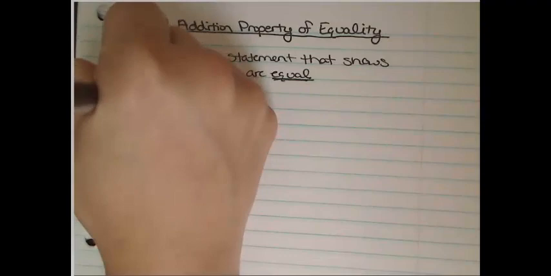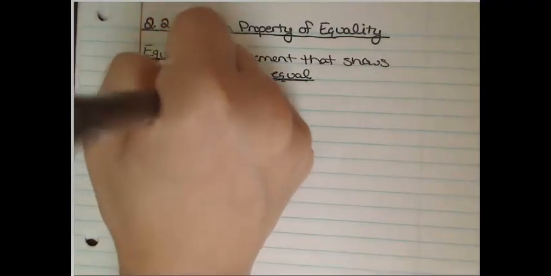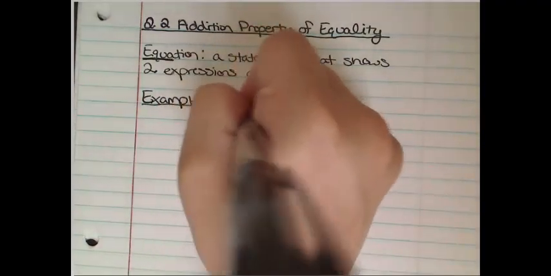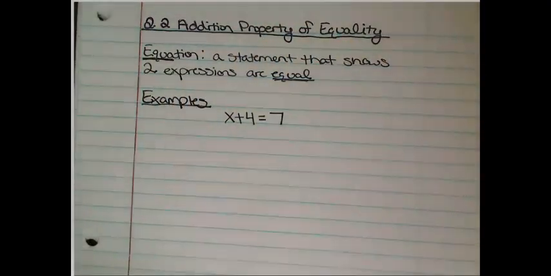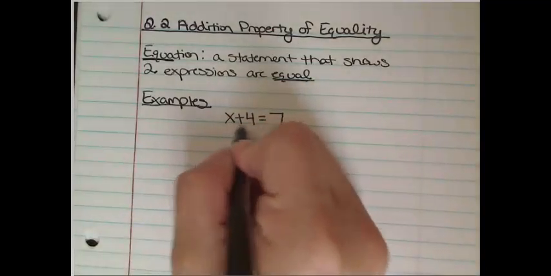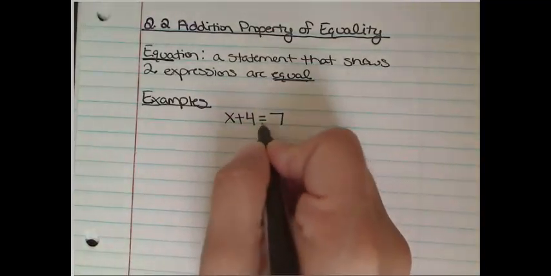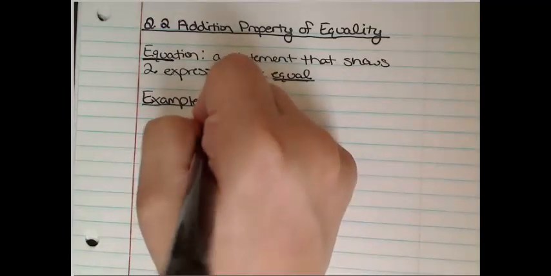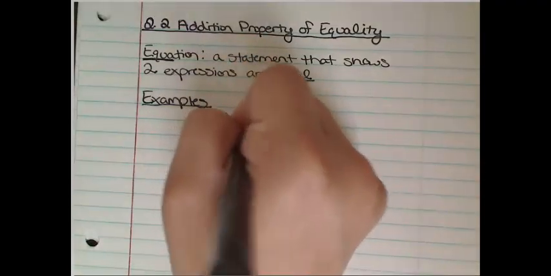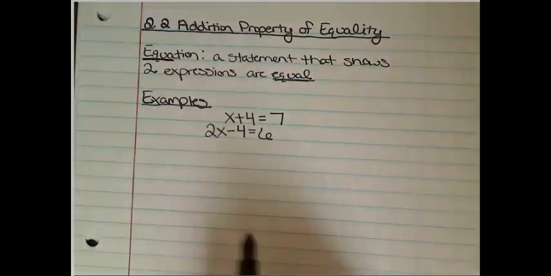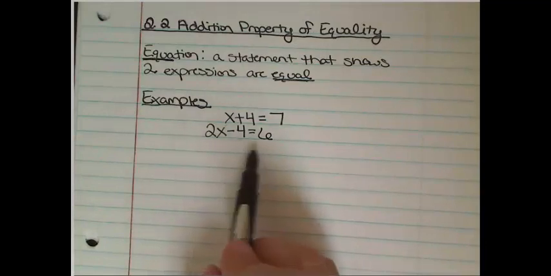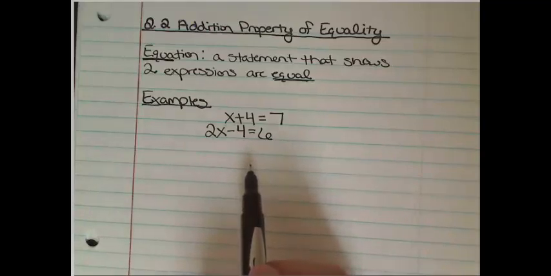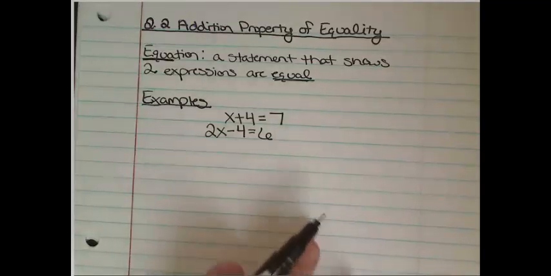So here's a couple of examples. First example is x plus 4 equals 7. What we're saying here is that the x plus 4 is going to be equal to, so it's going to be the same thing as 7. Another example of an equation would be 2x minus 4 equals 6. Again, we're saying the 2x minus 4 is going to be the same thing as the 6. And what we're going to learn in this section is how do we solve some of these equations.